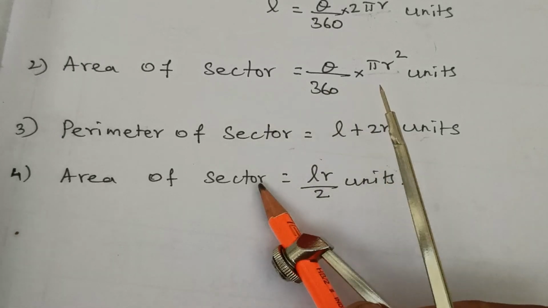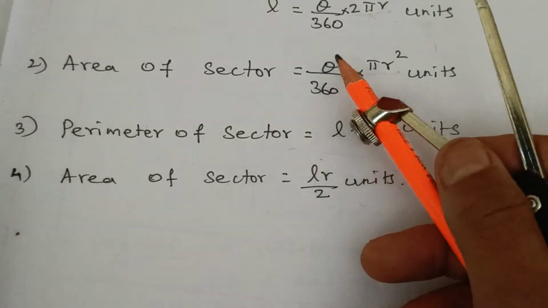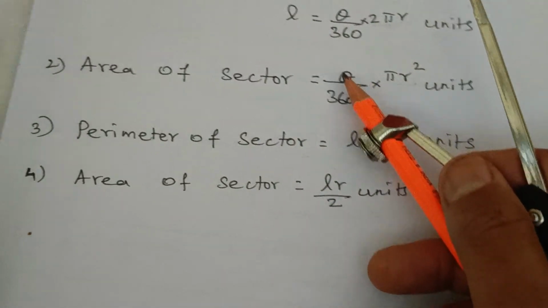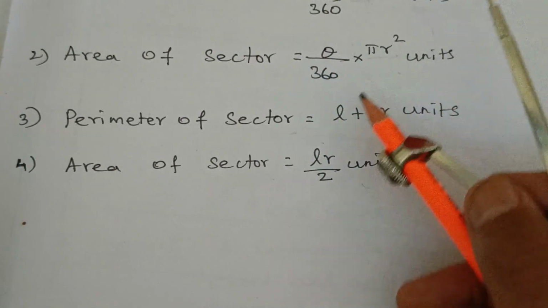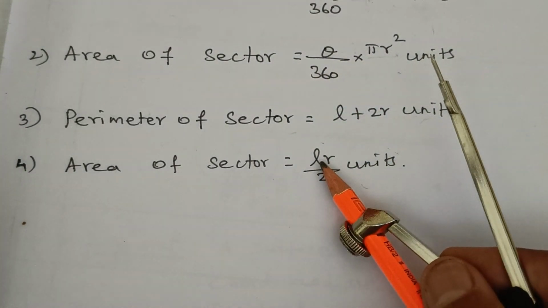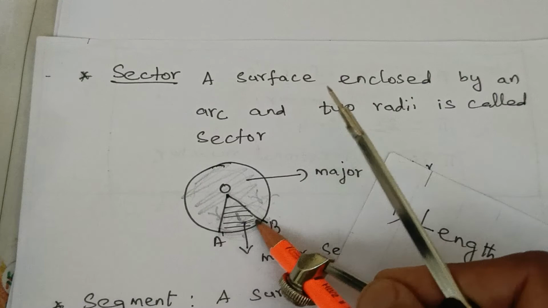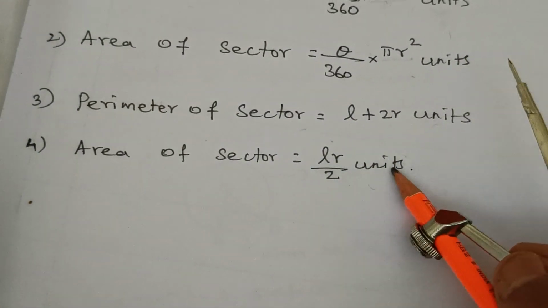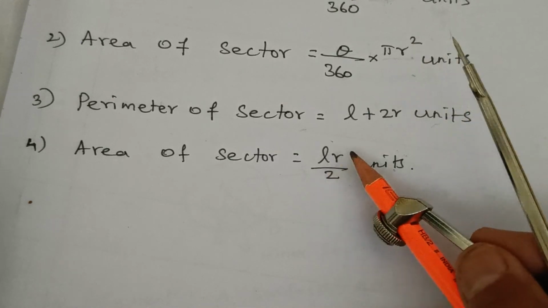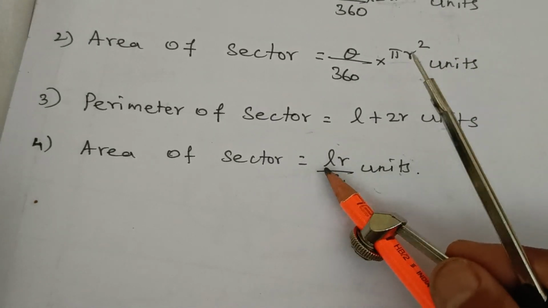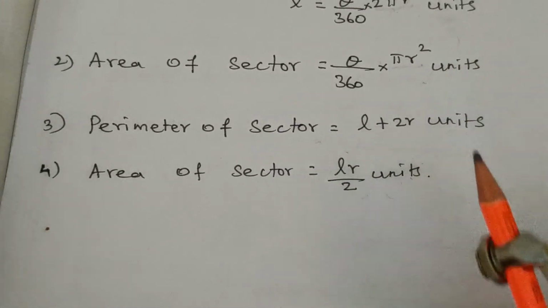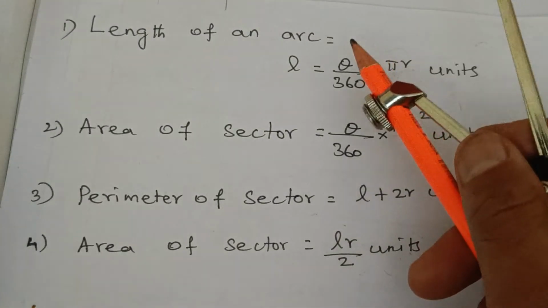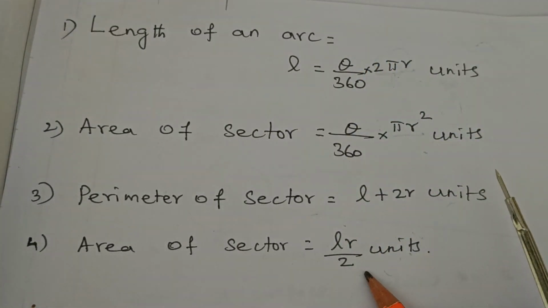Then for finding the area of the sector, we have two formulae. If the angle is given, we use this theta by 360 pi r square. If the length of an arc is given, then the formula is L r by 2 units. L is the length of the arc, r is the radius, L into r divided by 2. So these are the 4 formulae you should learn and remember to do the exercise sums.